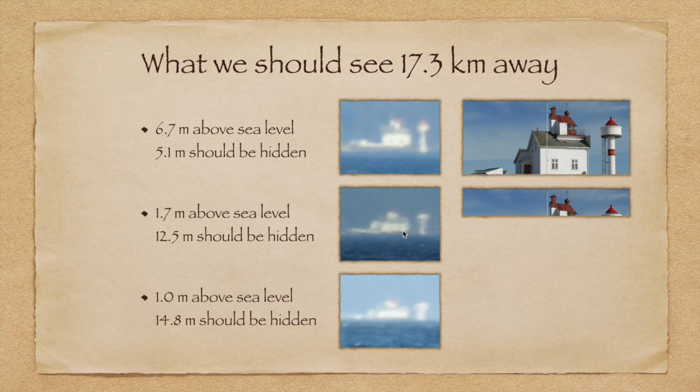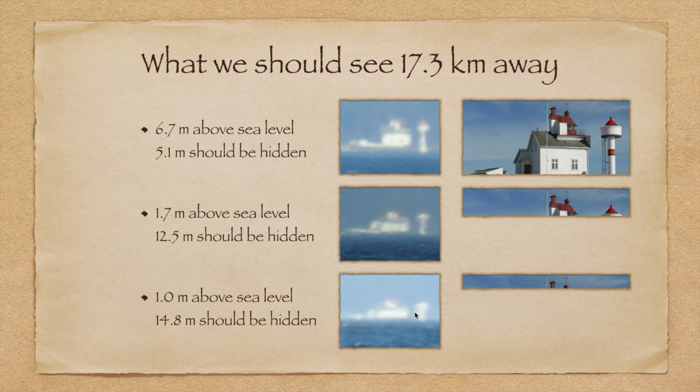Then at 1 meter above sea level, 14.8 meters should be hidden. And remember that the lighthouse is 14 meters high. So this is what I should see. I shouldn't see the lighthouse at all. It should be below my horizon here. It shouldn't be possible to see. I should only be able to see the very top of the chimney here, and this little thing, I don't know what this is. But anyway, just the top of the chimney.